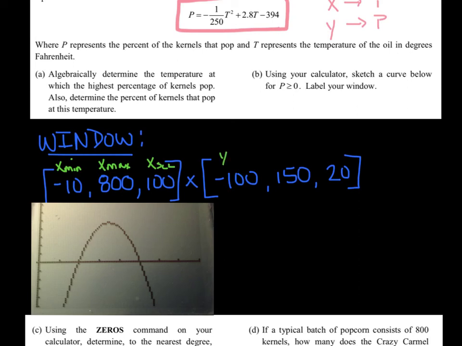And then I've got my y min and my y max and my y scale, what I counted by. If you set those numbers to be the same, you'll see exactly the same picture that I've created here, where you can see the entire parabola very nicely.